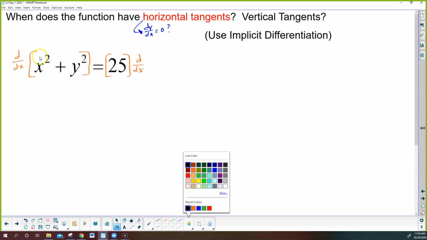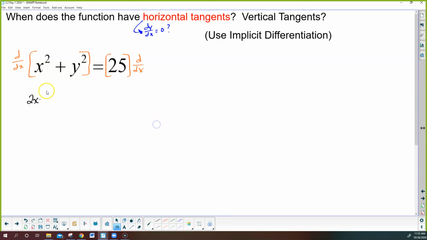So think of taking the derivative of each piece. Well, the derivative of x squared is just 2x, but then it's with respect to x, so dx over dx, which is going to go into 1. Okay. That's not that important, but the next one is critical. Take the derivative of y squared. Well, the 2 comes down, and we're left with y to the first power times dy dx. It's the derivative of y with respect to x. And then 25 is just a constant, so that's 0.